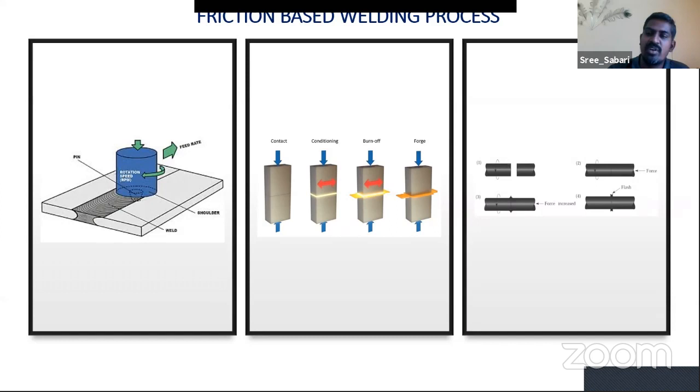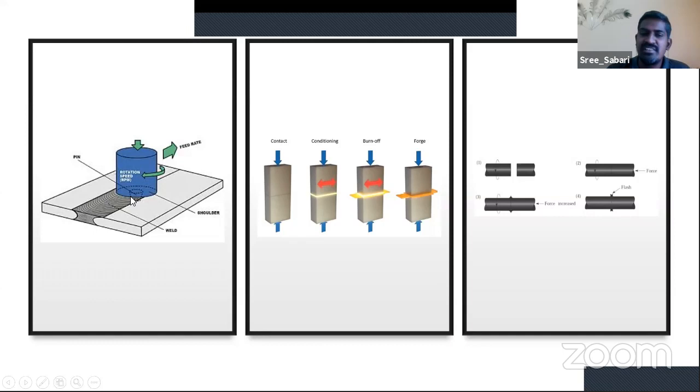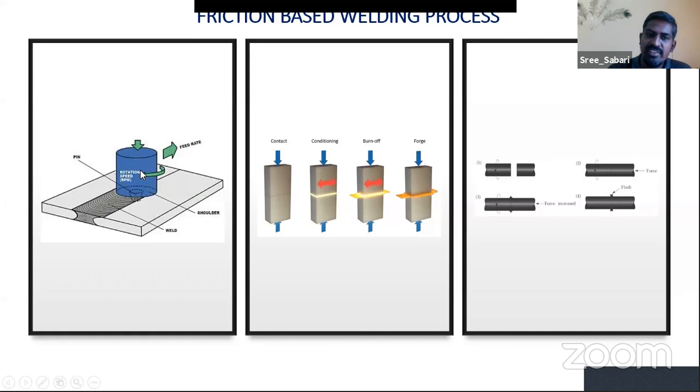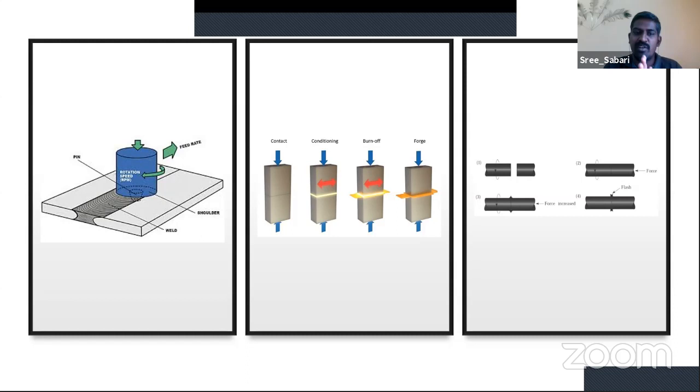The very first one is friction stir. How is this happening? Here you have a rotating tool, highlighted in blue, which consists of two diameter parts. The bigger diameter is the shoulder and the small diameter is the pin. It is allowed to rotate and plunge into the material until the shoulder surface touches the top surface of the plate. On rubbing, it generates heat. You can feel the heat if you rub your hand. It's the same phenomenon.